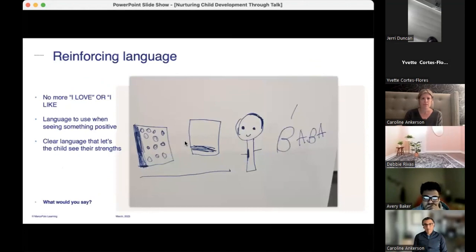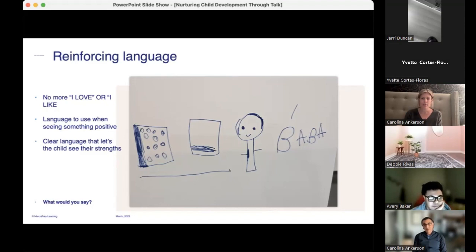The other form of language is reinforcing language. You're going to reinforce something that you want them to do, and you're going to use specific language to do that. Let's forget I love and I like from our vocabulary. They're not there for you to love it. You're not an art critic. You're not there to judge. You're not there to be like, every time they do something, you're like 9.5.